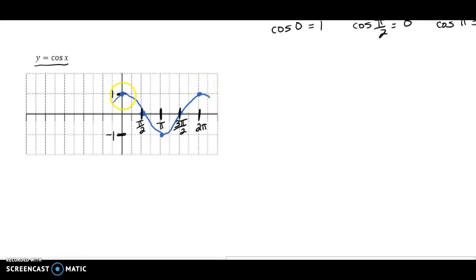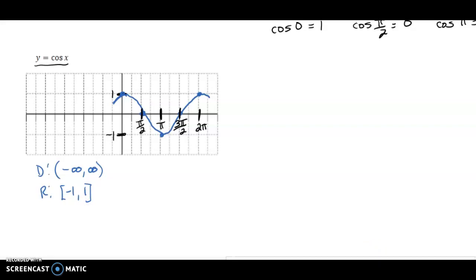A couple things to notice about the curve itself is that it looks a lot like sine, just shifted over, and that's true. Also, it goes on forever, and so our domain is all real numbers, and our range goes from -1 to 1. So that's the cosine curve.